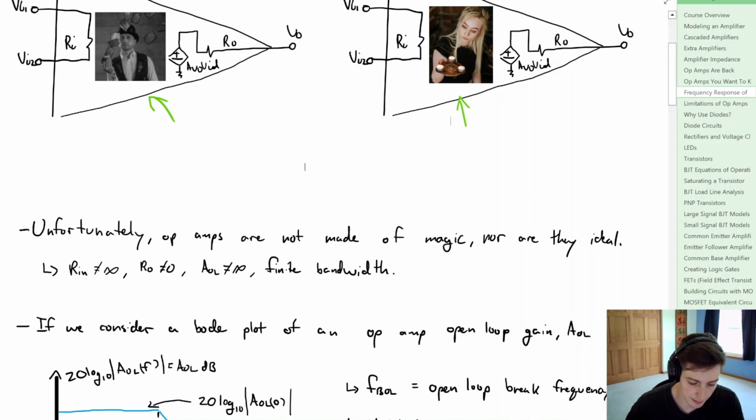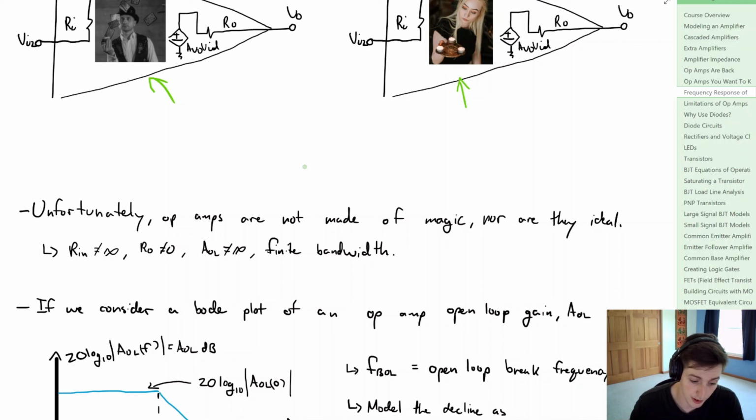Nor are they ideal. Always, our input impedance is not infinite, our output impedance is not equal to zero. We don't have this infinite open loop gain, and we have a finite bandwidth, which really means that the op-amp responds differently at different frequencies.